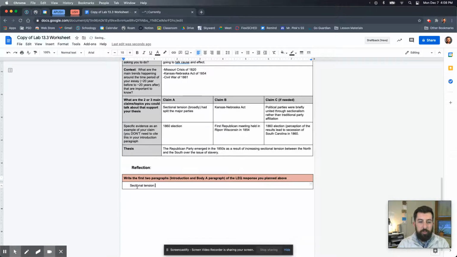Sectional tension was a major force in the United States in the latter half of the antebellum period, right? So here I've just outlined roughly what period I'm talking about, and then what the major trend was here. So the antebellum period, and if you want to be good, you can always say from roughly 1820 to 1860, right? So if you want to bookend it with solid dates, that's always better.